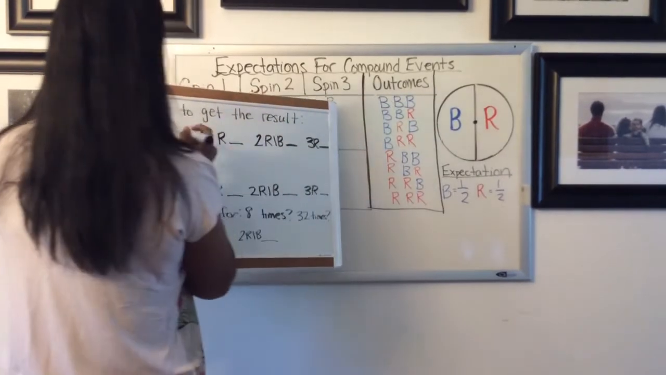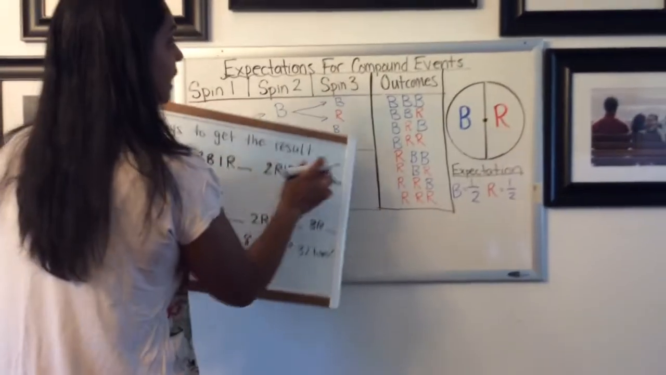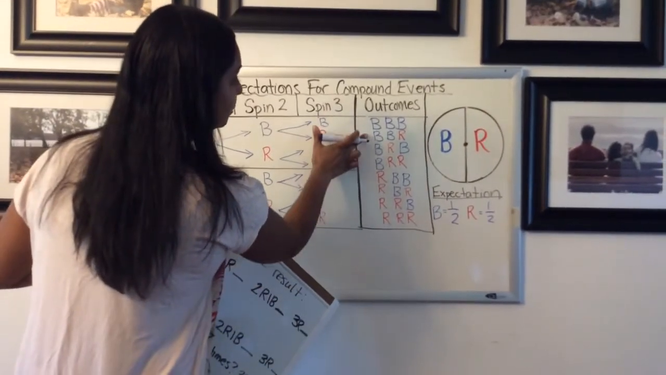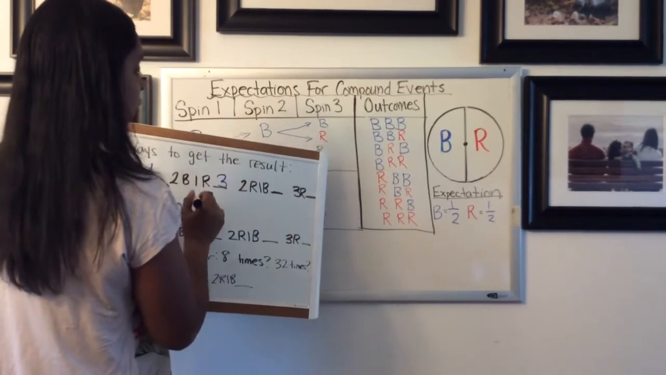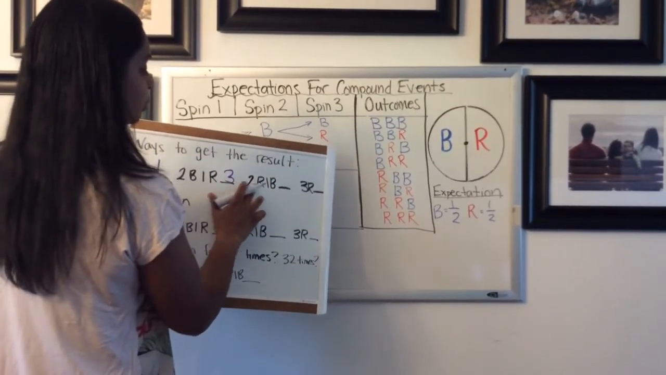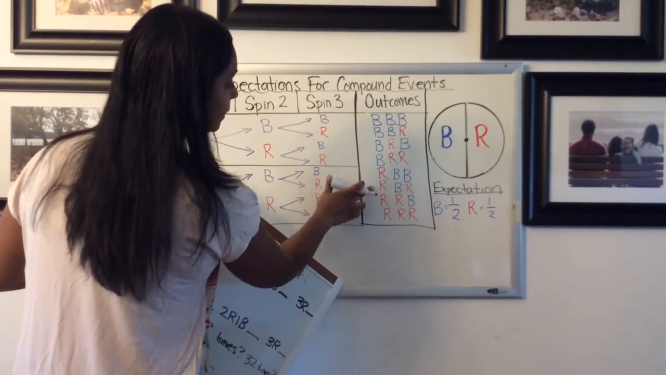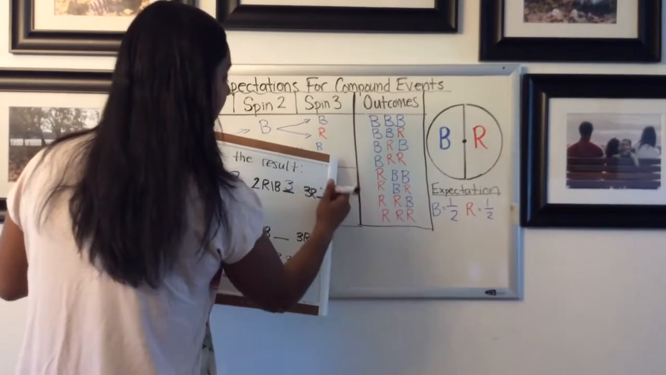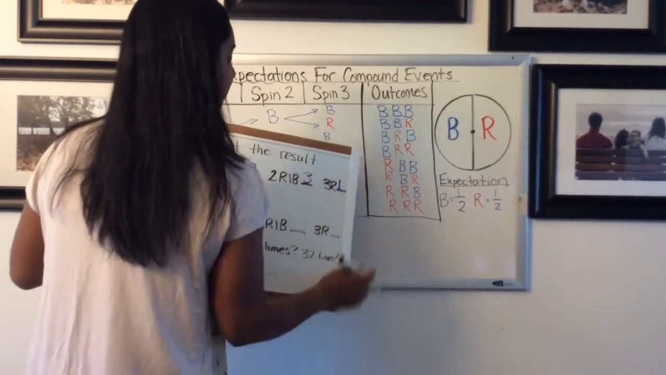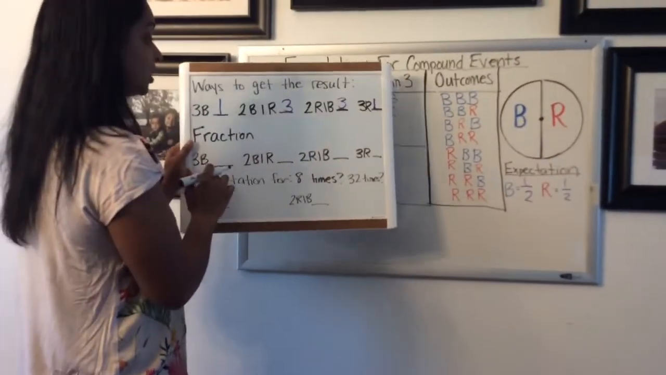Well, only 1. So I'm going to put a 1 here. How many are 2 blues and a red? So I've got 2 blues and a red here, here, and here. So 3 are 2 blues and a red. How many for 2 red and 1 blue? 2 red and 1 blue. So that's 3 again. And then how many for 3 reds? And that's 1.